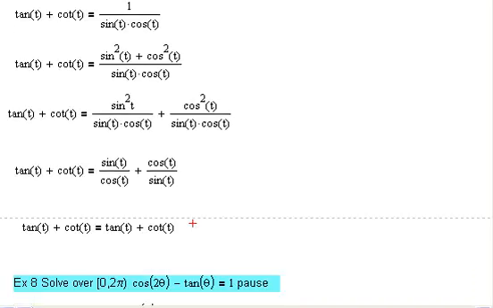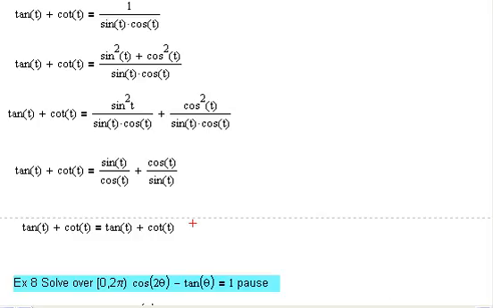Here's a hard problem. Try to solve over the interval 0 to 2 pi: cosine 2 theta minus tangent theta equals 1. And I'll say pause here to give you a chance to at least start it out.